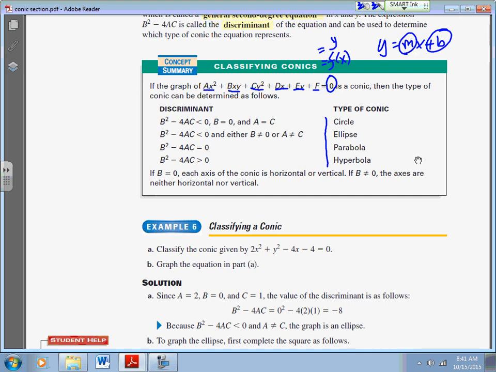Yep. And then you guys got into these, y equals ax squared plus bx plus c. Those were the parabolas. If a was positive, parabola was going up. If a was negative, parabola was going down. The c value was your y-intercept.